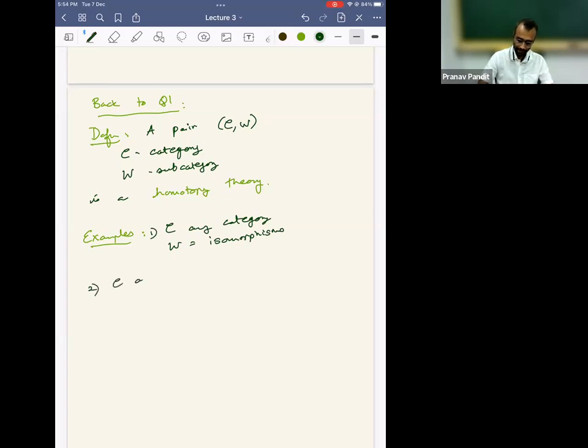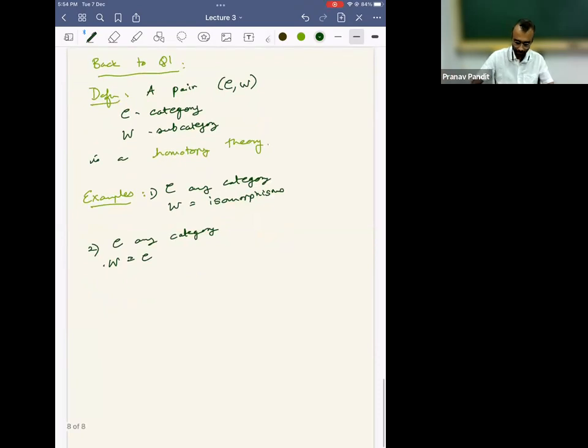I could take C any category and W equal to C. In this case, the problem is to invert all morphisms. So I'm going to make every morphism in this category into an isomorphism. It's a very brutal thing to do, but it might be interesting in some situations. For example, you might take a monoid, which is a category with one object, and ask what happens if you invert all the elements in this monoid.